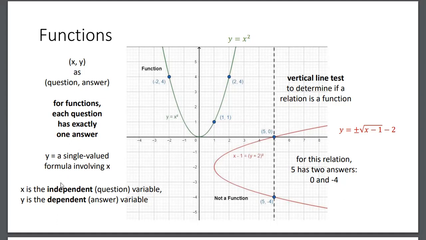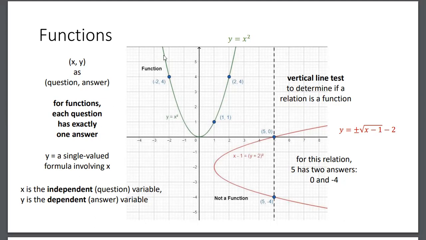When we ask the question with x, x is called the independent or question variable, and the answer y is dependent, because whatever question you ask, it has one answer. There's no choice there. The choice is in the question. Independent and dependent variables.